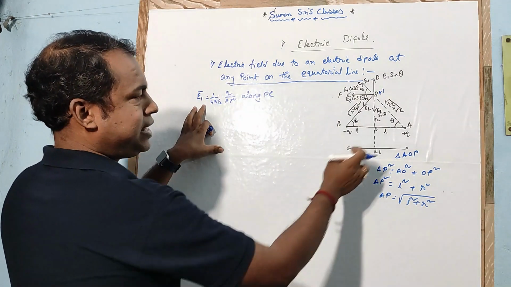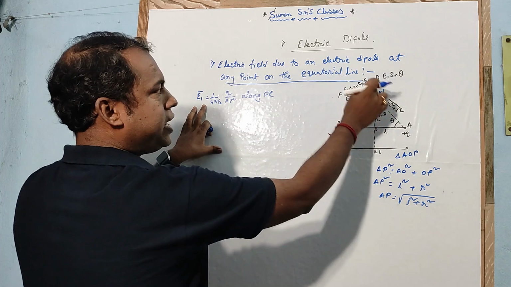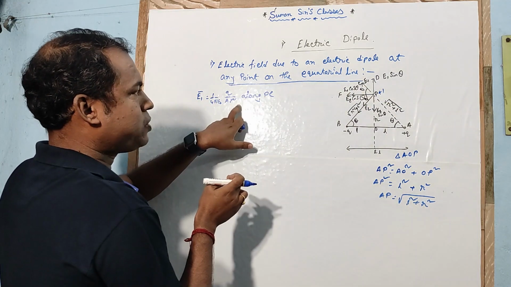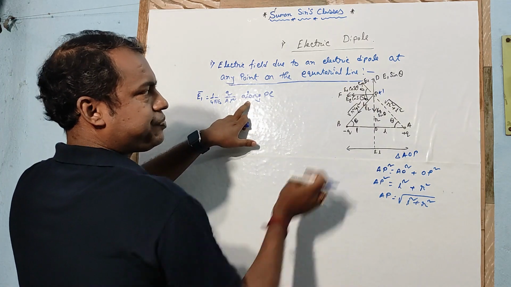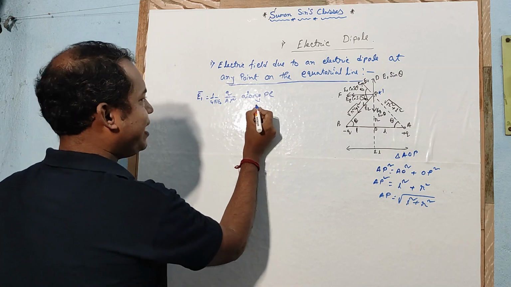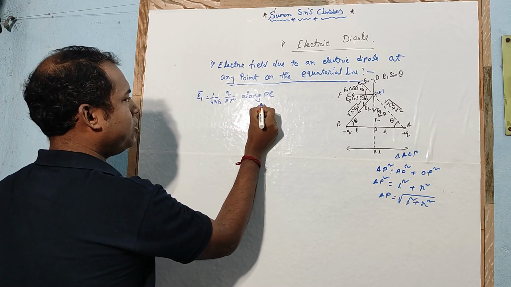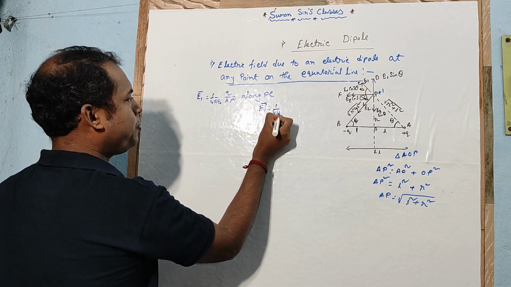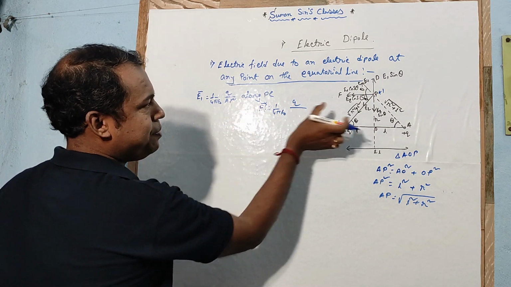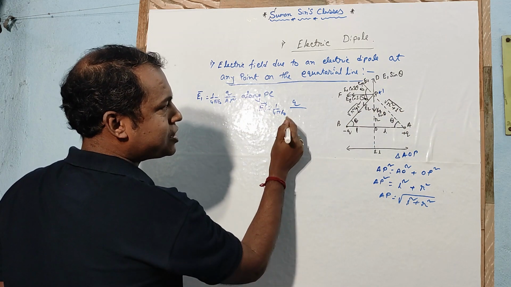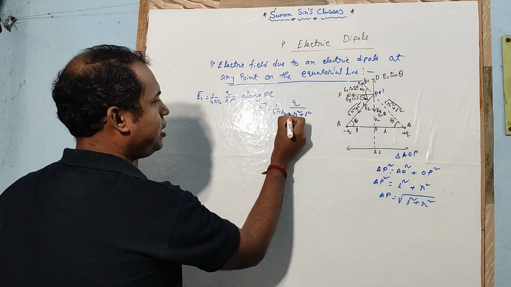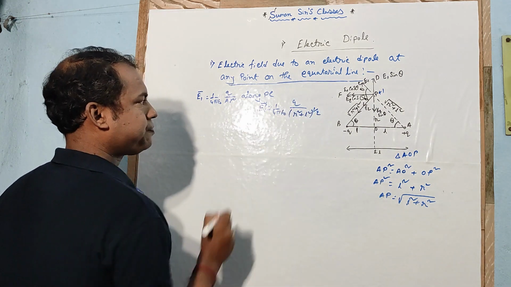So E1, the field acting along the PC direction, equals 1 by 4 pi epsilon naught, q by AP square. It is directed along PC. So we put the value here: E1 equals 1 by 4 pi epsilon naught, q by AP square. AP means root over of r square plus l square. So we write (r square plus l square) to the power of half.